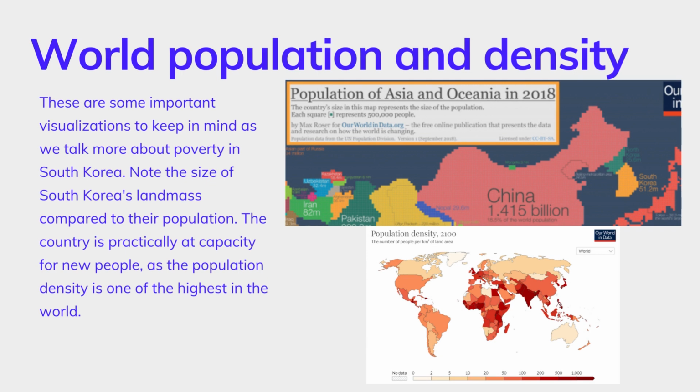All right, so first, we're going to start by looking at world population as well as density. And so there's some important visualizations to keep in mind here as we talk about poverty in South Korea. Note the size of South Korea's landmass compared to their population in the top image. And the country is practically at capacity for new people, as the population density is one of the highest in the world.